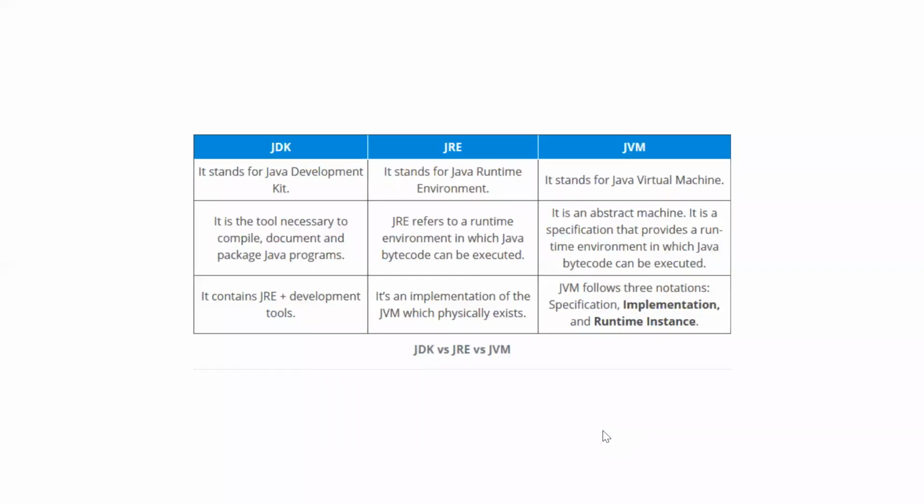Again, JDK stands for Java Development Kit, JRE stands for Java Runtime Environment, and JVM stands for Java Virtual Machine. JDK is a toolkit for compiling, documenting and packaging Java programs. Whereas JRE refers to the runtime environment in which Java bytecode can be executed. Whereas JVM is an abstract machine, a specification that provides a Java runtime environment in which Java bytecode can be executed. As I discussed earlier, the JDK contains the JRE plus development tools. The JRE is an implementation of the JVM which physically exists. The JVM follows three notions: specification, implementation and runtime instance. Fine, so these are the differences between JDK, JRE, and JVM.